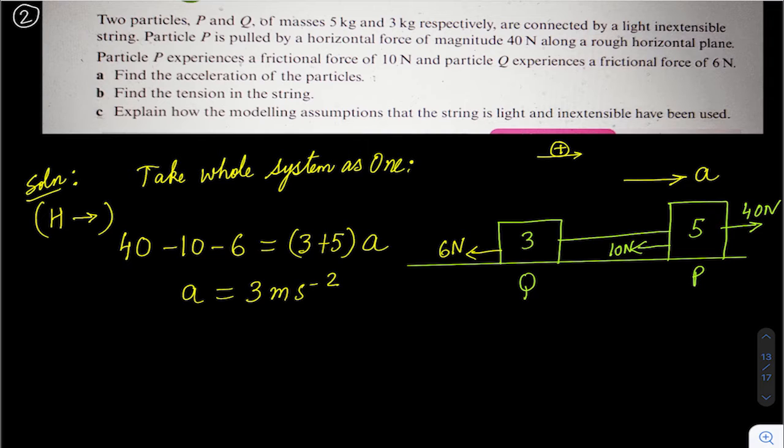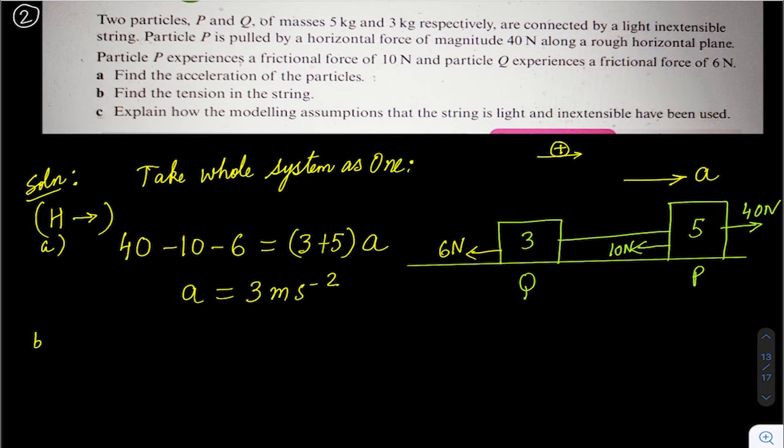Now there might be some students who are not comfortable with this. If you are not comfortable with this, I will tell you how to make equations or how to analyze separately also after solving this question. Okay, that is my A part.